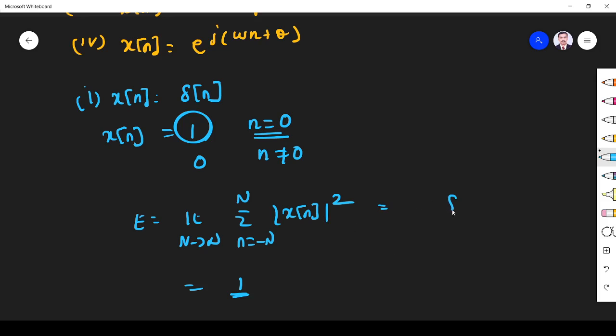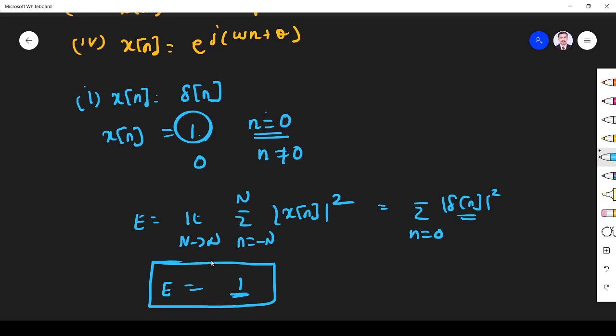If you substitute x of n is equal to del of n square, my x of n exists only at n is 0. Even though the limit goes from minus n to plus n, we don't need to take the other values, because for all other n the value is 0. At n is equal to 0, del of n is equal to 1. So E is 1 only. So energy is finite. When energy is finite, power must be 0. So it is an energy signal. Already we proved a unit impulse is an energy signal in continuous time also. It is confirmed here.